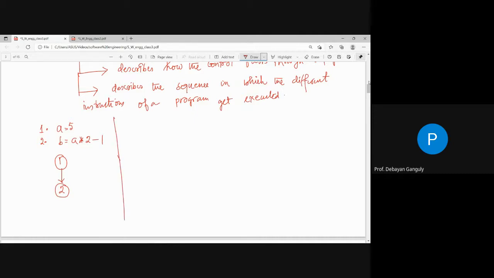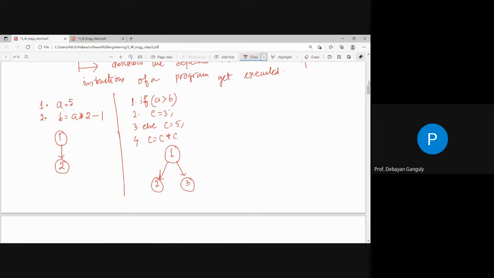Say the code is given like this: if A is greater than B, then C equals 3, else C equals 5, and then C equals C multiplied by C. That means this is the first condition that you need to check. If the first condition is true, then C equals 3 is executed. But if this condition is false, then the other statement is executed. That means 2 and 3 are independent, not dependent on each other. And after their execution, statement 4 is executed. So this type of diagram is called a control flow graph.